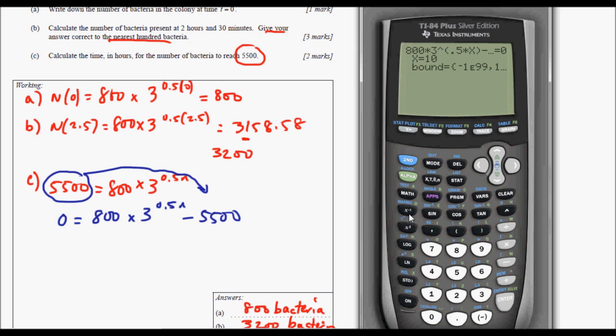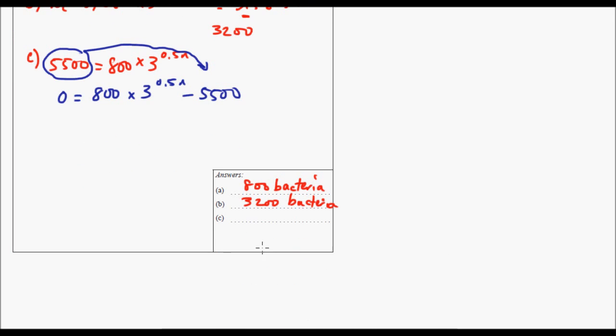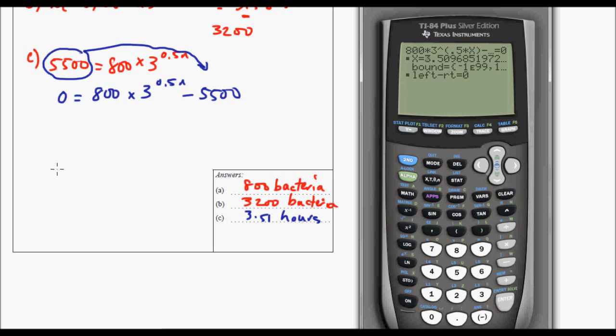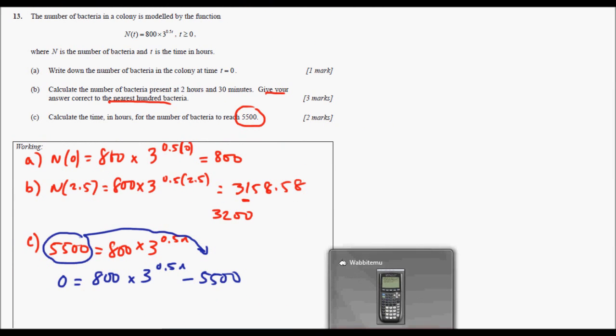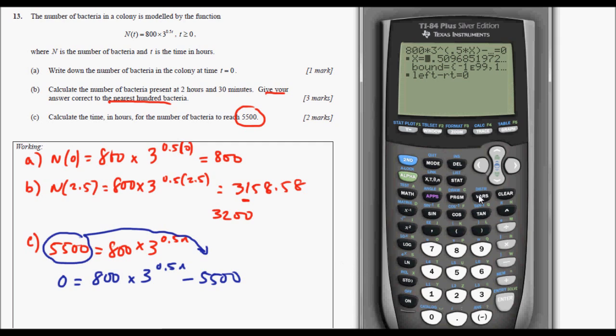Okay, and I'll press enter, and then you have to do alpha and solve. And so I get 3.51. Okay, so to three significant figures, it's 3.51 hours. Okay? Now, you'll notice I did that all straight on the calculator without even looking at the graph. But I want to go through this again, kind of looking at the graph, just to, it never hurts because sometimes you have to graph these, okay?